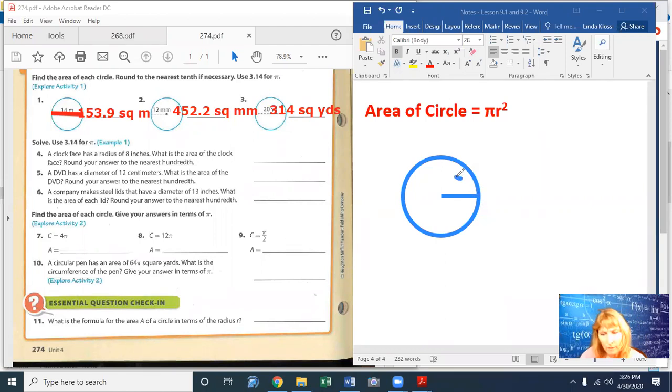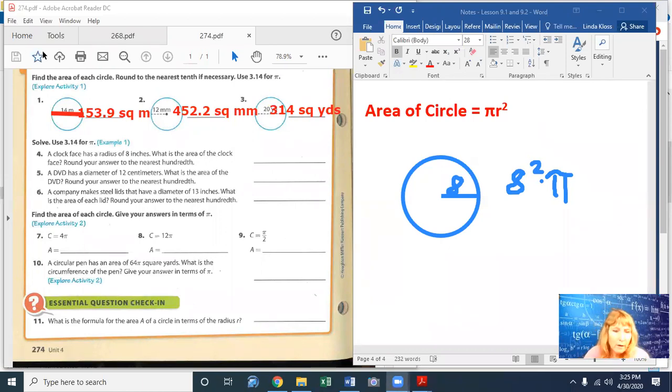So now you're going to plug in your numbers. This is 8, so it's going to be pi r squared. So 8 squared times pi. And I'll leave you to figure that out. And don't forget your answer is going to be in square inches for that one.